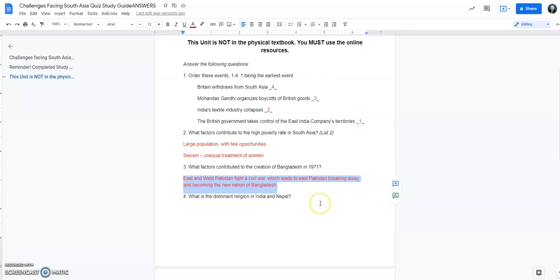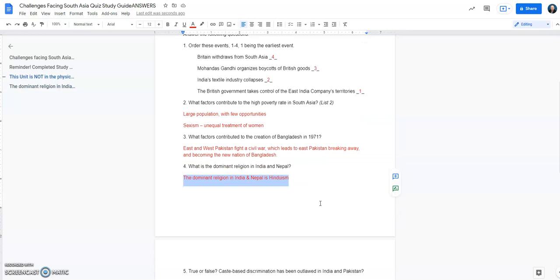Number 4. What is the dominant religion in India and Nepal? The dominant religion in India and Nepal would be Hinduism. Hinduism. We studied a lot about Hinduism during our early civilizations of India units. Hopefully you are familiar with that. And yeah, Hinduism is the dominant religion in India and Nepal.